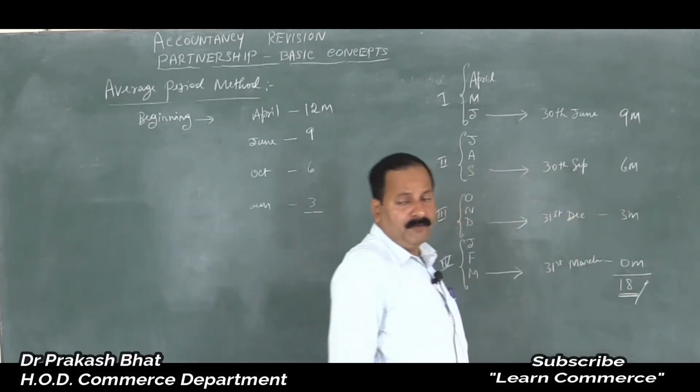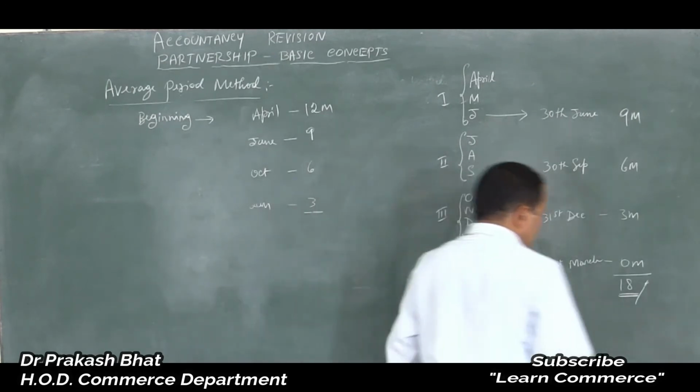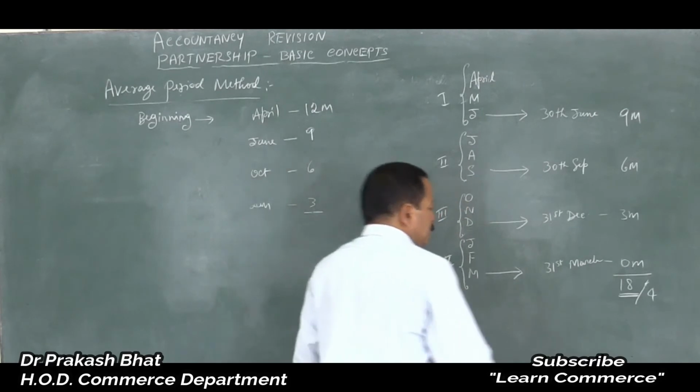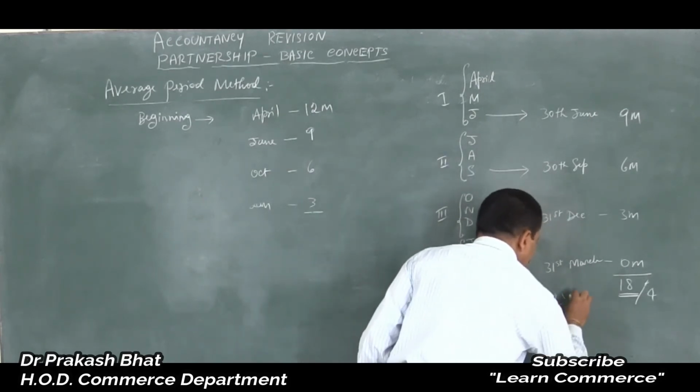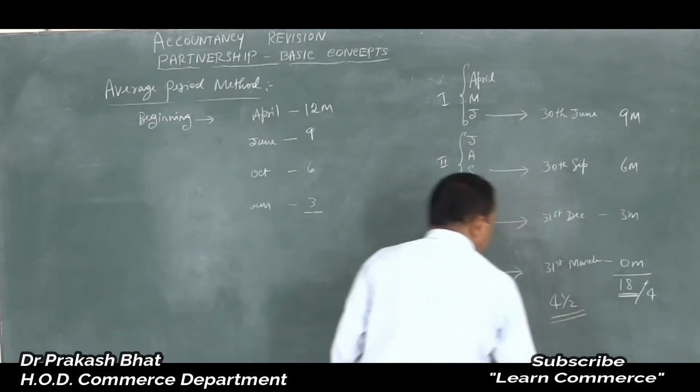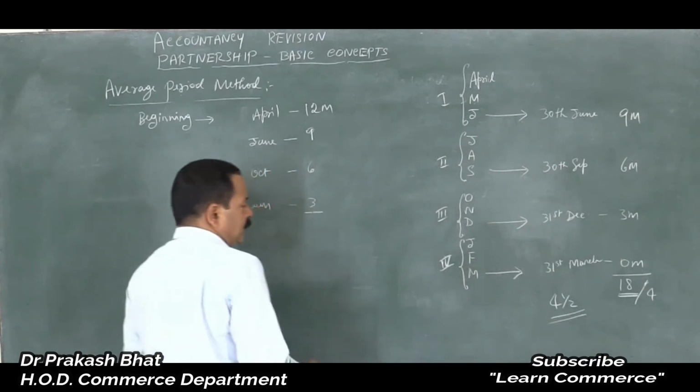There are 4 withdrawals. Correct? 18 divided by 4 withdrawals. How much is it? 4.5. Am I correct? 4.5. Now, how to calculate interest on drawings?